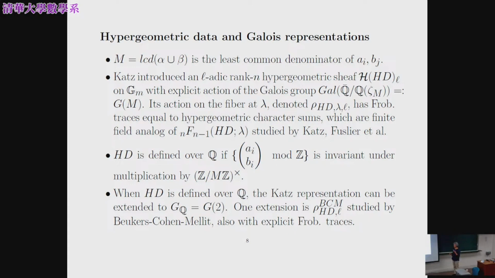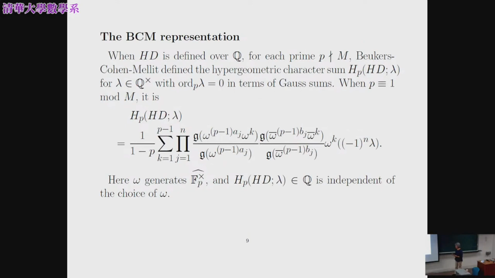This BCM representation itself was defined geometrically, coming from algebraic geometry. They found some varieties, etc., so they came up with the representation. Later on, they showed that the representation actually extends the Katz representation. But the BCM representation is what we are going to use. As before, this BCM representation is a representation of the Galois group of Q, described in terms of traces. A trace is given by a hypergeometric character sum.